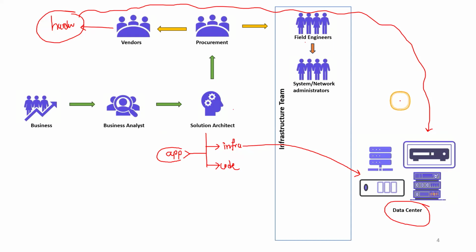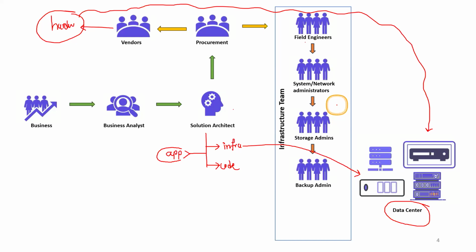The system admins will take care of the initial configuration of the system, as well as the network admins will take care of the network configuration, so that all of these systems are available over the network. And after that, the storage admins come into the picture. They assign the storage to these servers or machines, and then the backup admins will configure the backups.